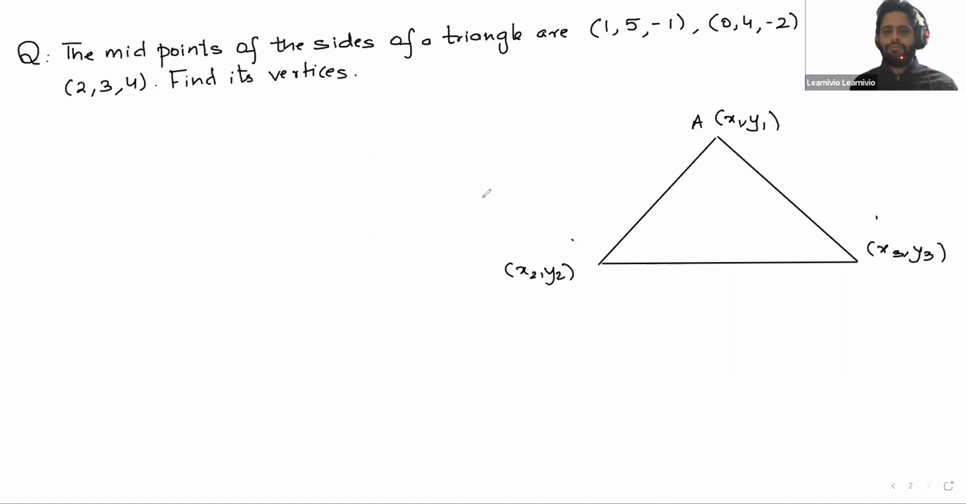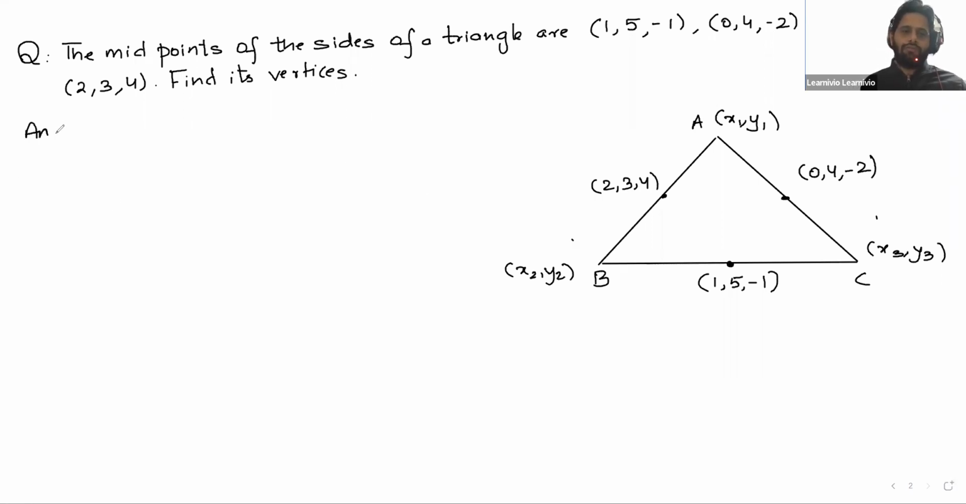Now the midpoints of the sides of the triangle are given. This is B and this is C. Suppose the midpoint of this side is 1, 5, minus 1. The midpoint of this side is 0, 4, minus 2. And the midpoint of this side is 2, 3, 4. We need to find the vertices of this triangle. So how can we find it?